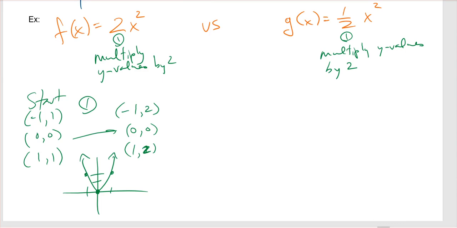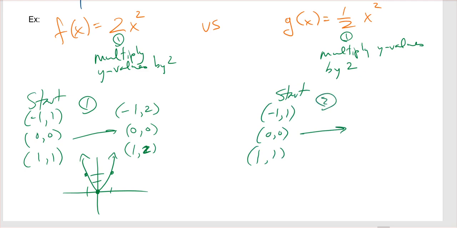Okay, so let's do this other one. We're going to start at the same points and just apply the transformation. So we're going to multiply all these y values by, I've written 2, but I meant to write 1/2, because that's what we're going to multiply by. So we multiply the y values by 1/2. I got -1, 1/2, 0, 0, right? 0 times anything is 0. And then we've got 1, 1/2.